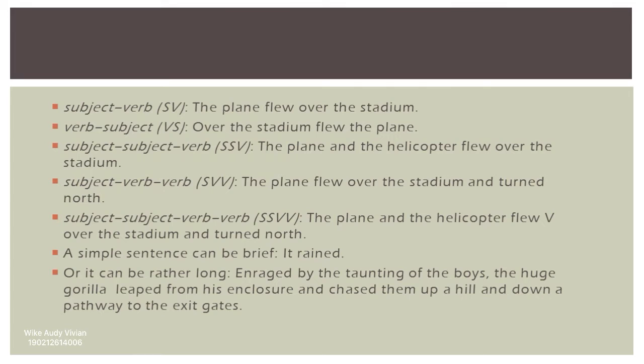Subject verb, SV: The plane flew over the stadium. Verb subject, VS: Over the stadium flew the plane. Subject subject verb, SSV: The plane and the helicopter flew over the stadium. Subject verb verb, SVV: The plane flew over the stadium and turned north. Subject subject verb verb, SSVV: The plane and the helicopter flew over the stadium and turned north.